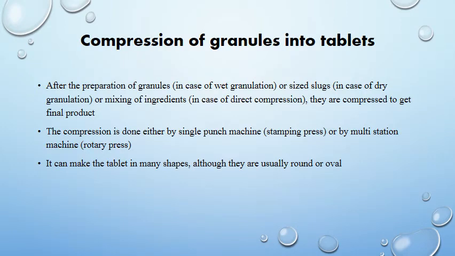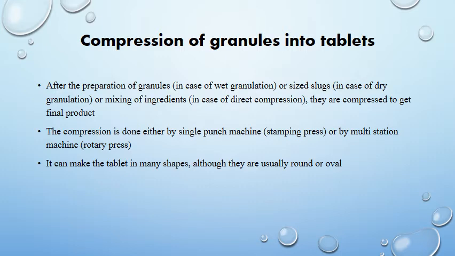Now we will see the compression of granules in detail. After the preparation of granules in case of wet granulation, or the sized slugs in case of dry granulation, or different ingredients in case of direct compression, they are compressed to the final product. The compression is done either by a single punching machine or a multiple punching machine. Single punching machine is known as stamping press and the multiple station machine is known as the rotary press.